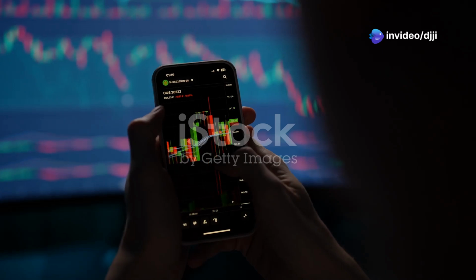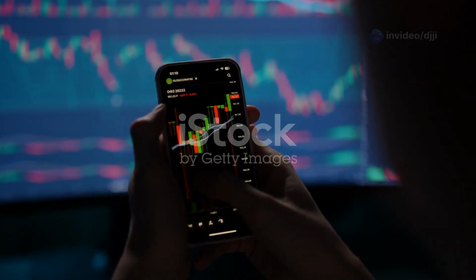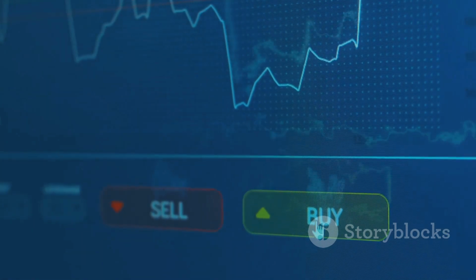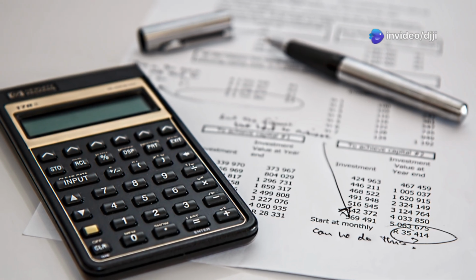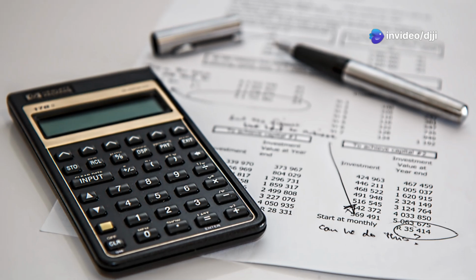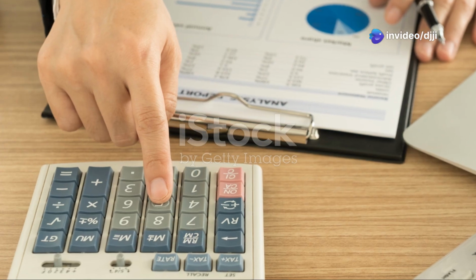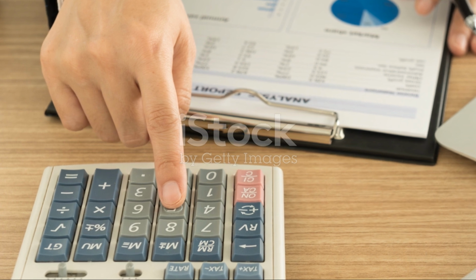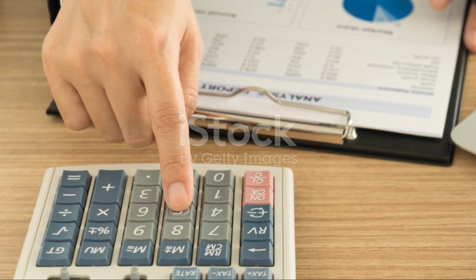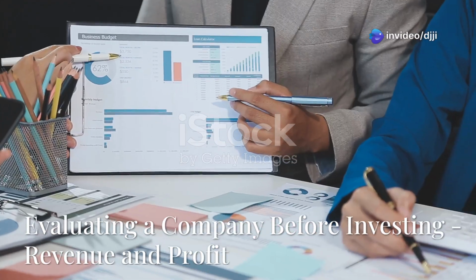Let's say you invest $1,000 in a company's stock. A year later, you sell your shares for $1,200. Gain from investment, $1,200. Cost of investment, $1,000. Profit, $200. Using the formula for return on investment, ROI equals 200 divided by 1,000, and then you multiply by 100. This means you earned a 20% return on your investment.